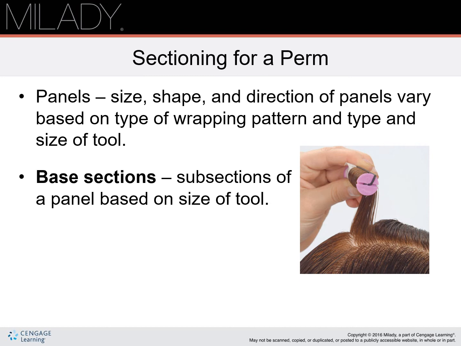Okay, your panels are going to be your sections. It's the same thing. Your base sections are subsections that are built into these panels. So that is when a panel is divided. That creates a subsection, also known as a base section, for permanent wrapping. One rod is normally placed on each base section.